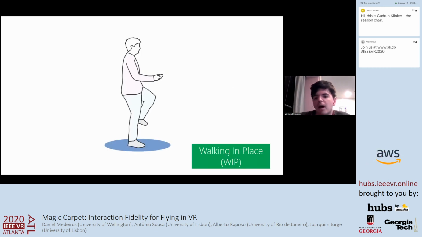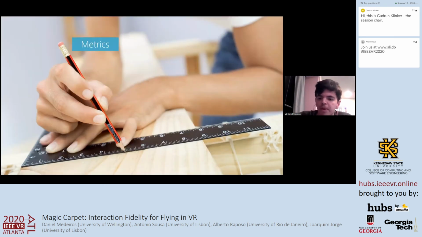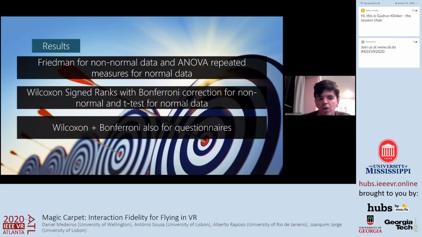And last, the last technique we tested was the walking in place, which emulates the action of walking but remaining stationary. So to compare the techniques, we also used the metrics time, collision time, number of collisions, path length, speed variation, and 6 Likert scale questionnaire responses for subjective metrics. We also used similar statistical tests as the other ones, but with repeated measures ANOVA and normally distributed data.